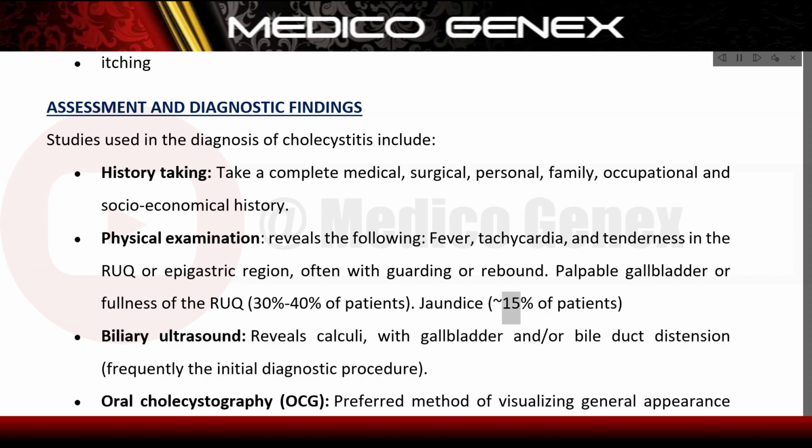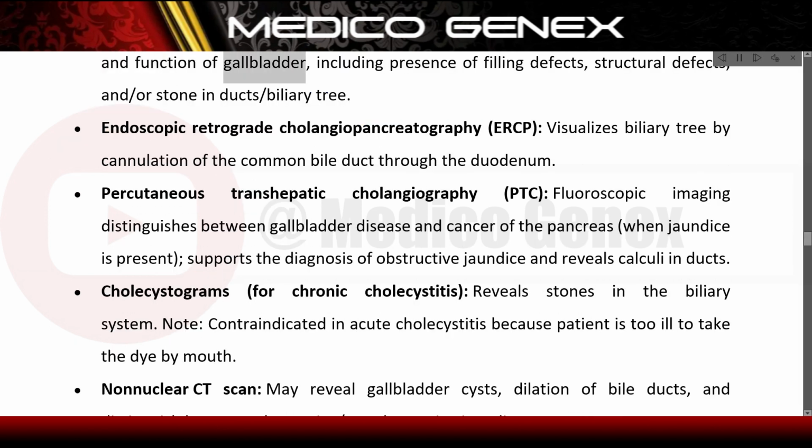Jaundice, approximately 15% of patients. Biliary ultrasound reveals calculi, with gallbladder and/or bile duct distension, frequently the initial diagnostic procedure. Oral cholecystography, OCG, preferred method of visualizing general appearance and function of gallbladder, including presence of filling defects, structural defects, and/or stone in ducts biliary tree.